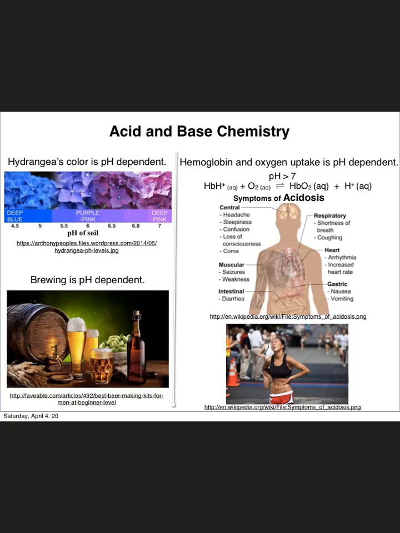For example, in agriculture, controlling pH of the soil, or in food fermentation, right, controlling pH of the brewery process, or even in sports science, right? The acid condition of the body or basic condition of the body can cause many symptoms. So that's why today we are going to learn about the chemistry of acid and base.